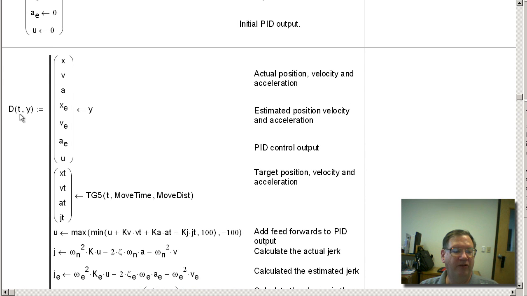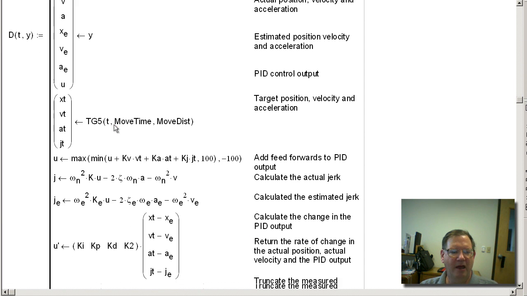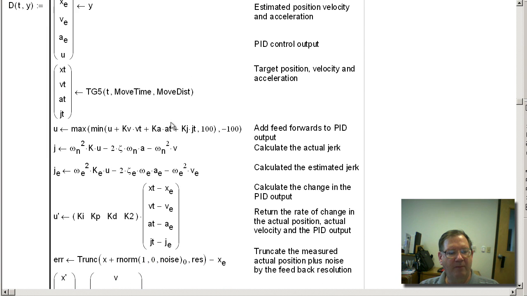In my differential equation, I've got time and the state variable y. So I'm taking this y and setting it to these individual values so I don't have to use subscripts for the y, which makes it difficult to understand. I have a target generator that generates a target position, target velocity, target acceleration, and target jerk at time t for whatever move time and move distance I desire, which in this case is 1 second and 500 millimeters. I'm going to start out by using the feed-forward values from above. I've got a velocity feed-forward times the target velocity, the acceleration feed-forward times the target acceleration, and the jerk feed-forward multiplied by the target jerk. I limit it to 100%, add it to the control output from the time before, and I have a new control output.